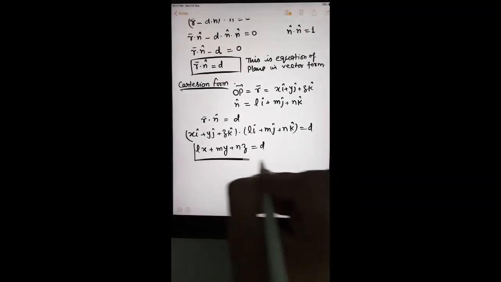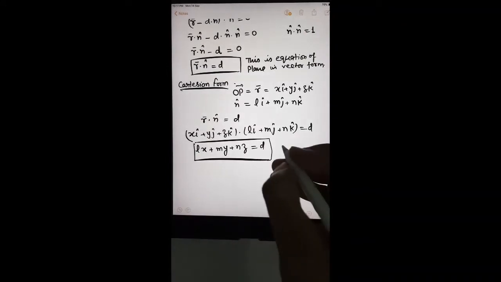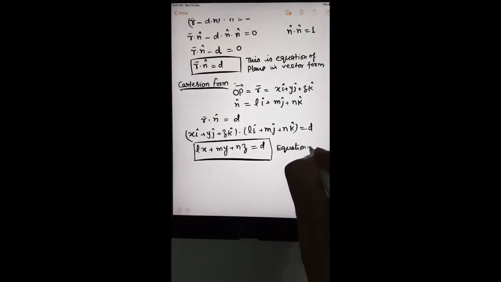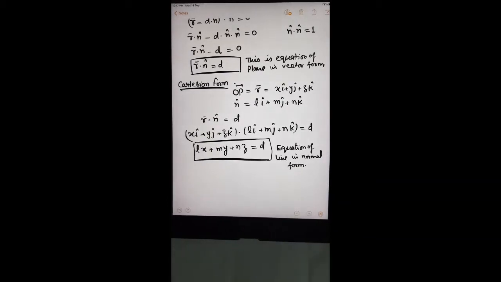This is the equation of plane in normal form, you can say in the Cartesian form. So here l, m, n are the direction cosines of the normal to the plane, and D is the perpendicular distance of the plane from the origin.